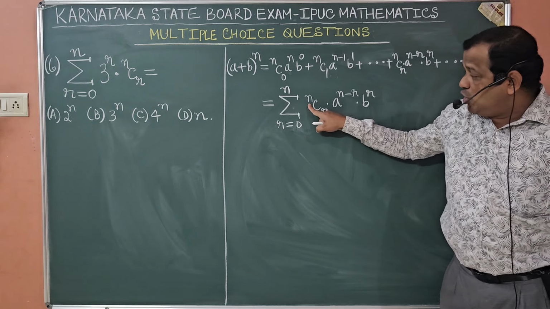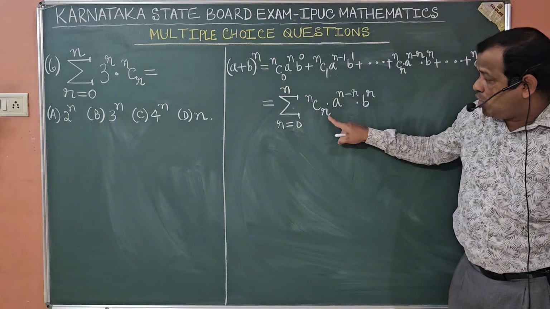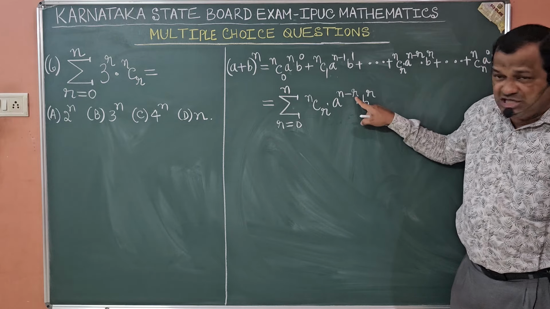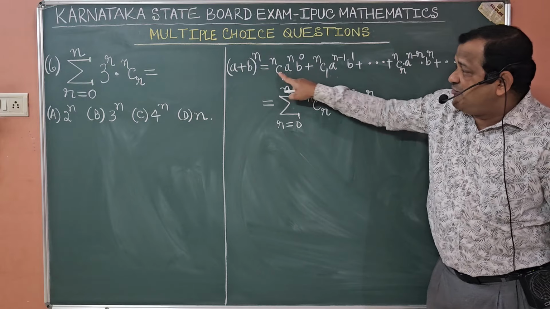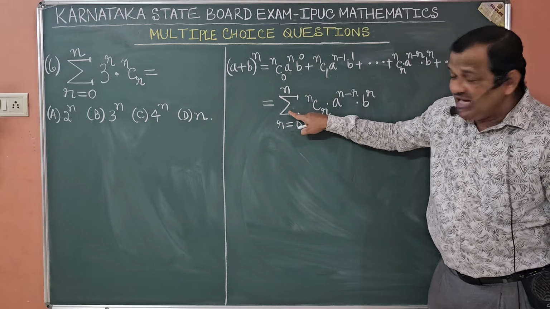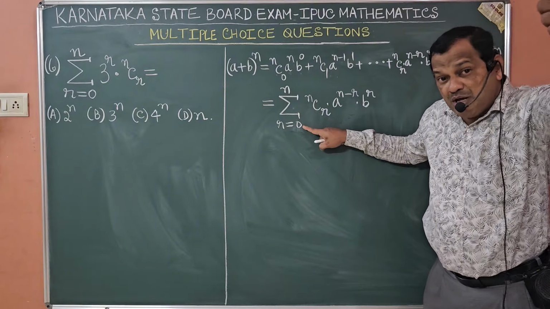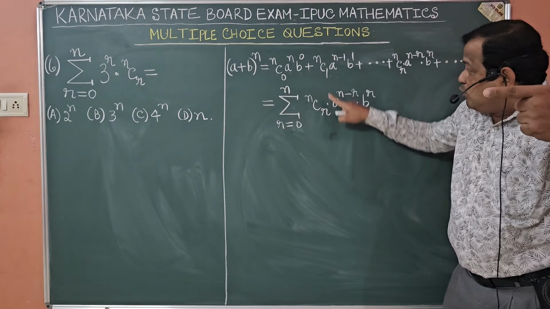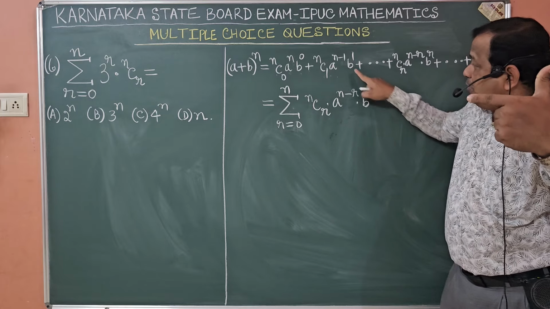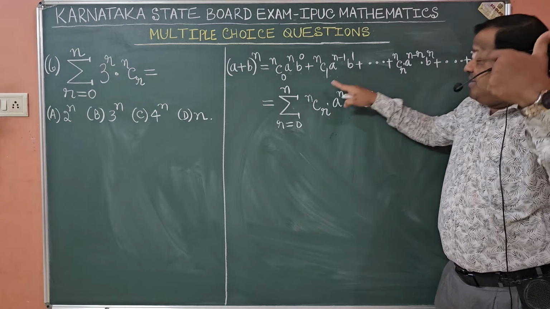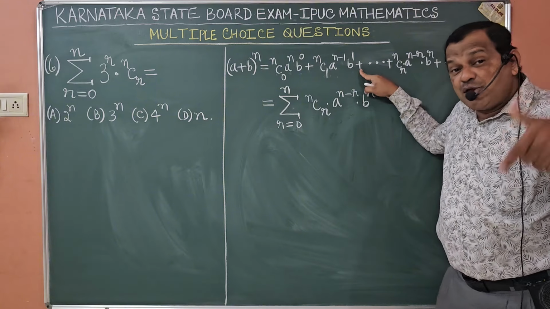Once again I tell you, put first of all r equal to 0. So you will get nC0 a power n minus 0, which is a power n into b power 0. That means we get the first term. And the sigma symbol means plus. Then put r equal to the next number 1. So we get nC1 here, a power n minus 1 into b power 1. This is the next term. Then again, because of sigma, there is plus. Next put r equal to 2.